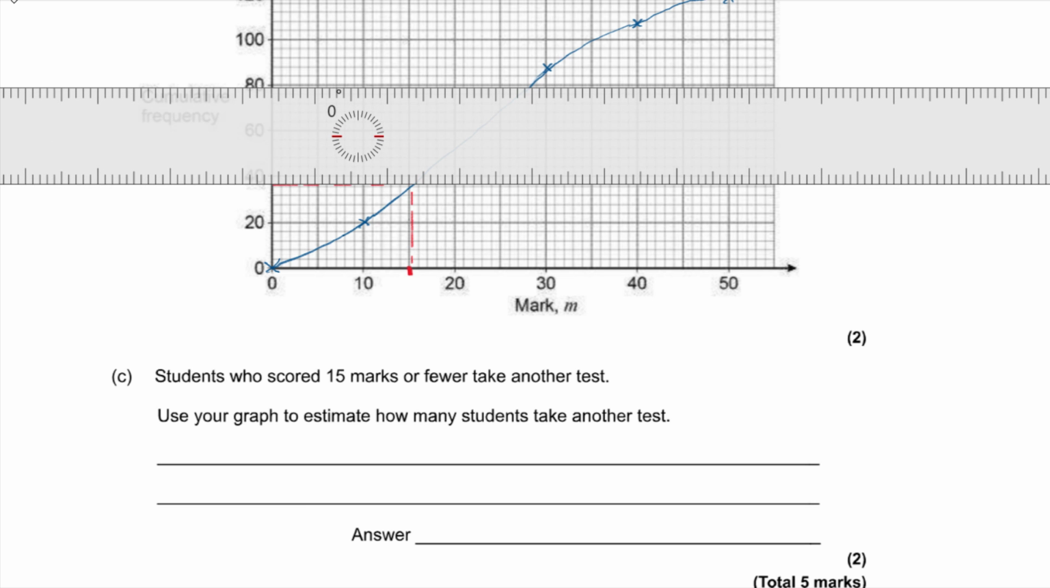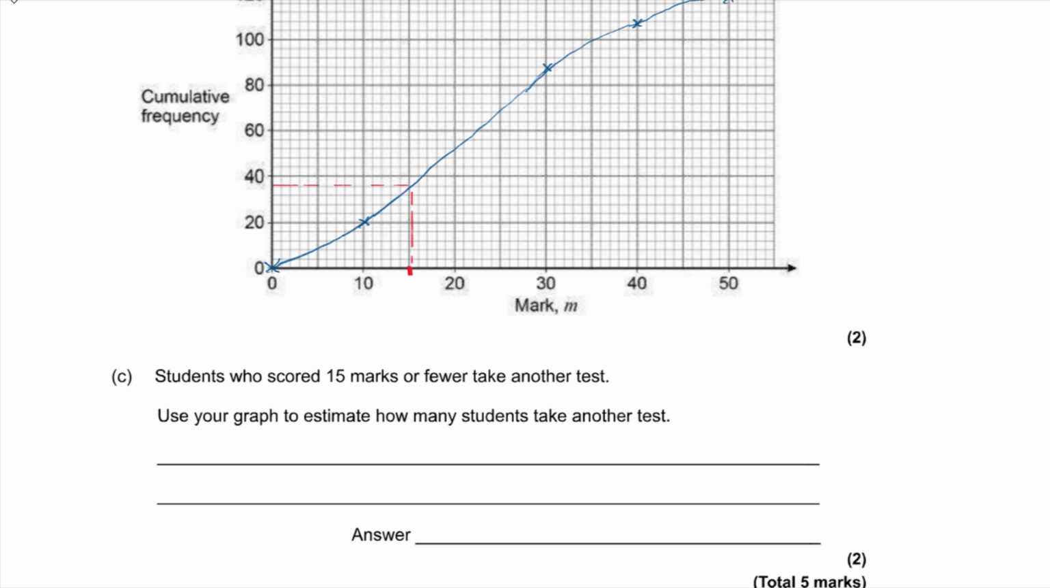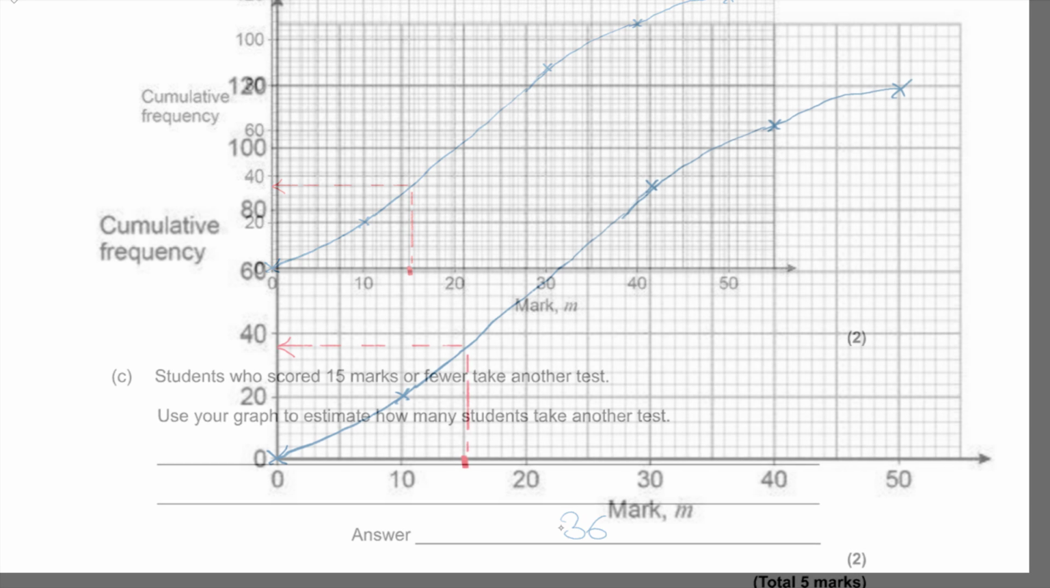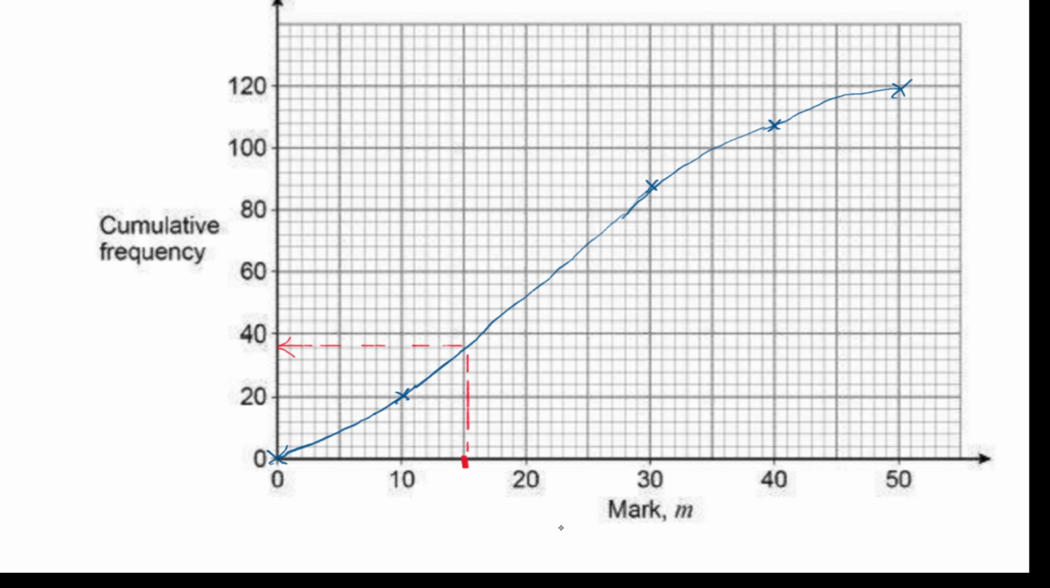I do recommend you drawing these things on the graph. It's like your method. It's always good to show method. So each one of those little squares was 4, wasn't it? So it's 4 less than 40. That's going to be 36. So the students who scored 15 marks or fewer, how many were there? There were 36.